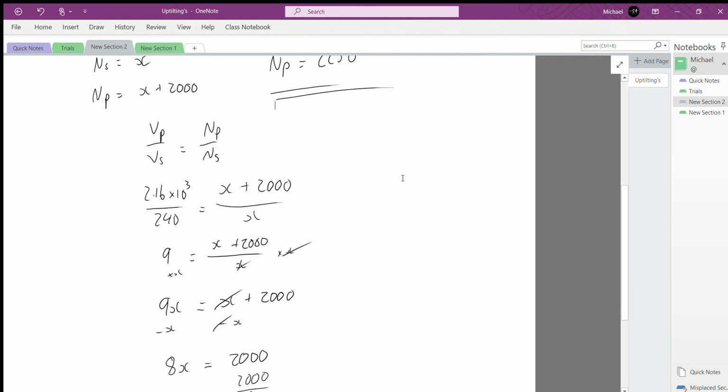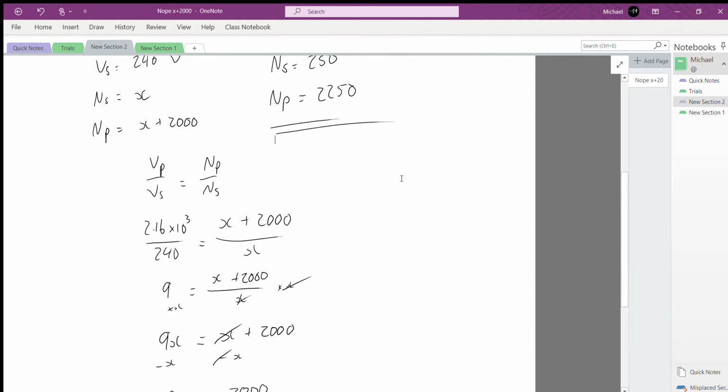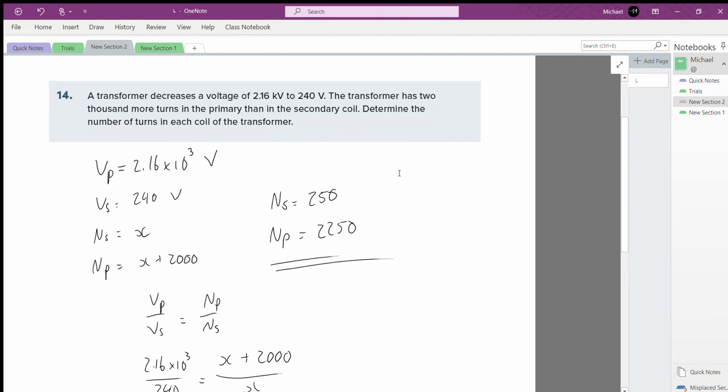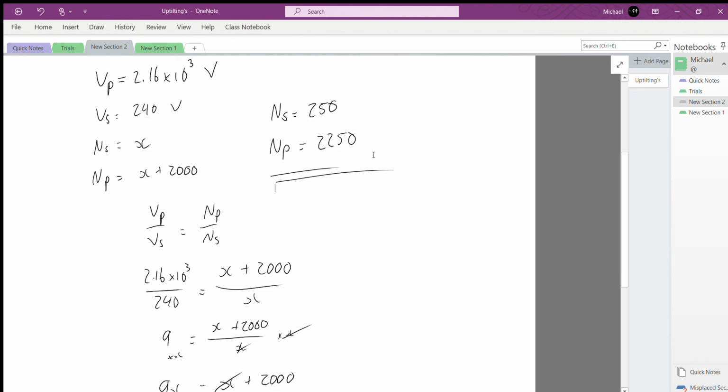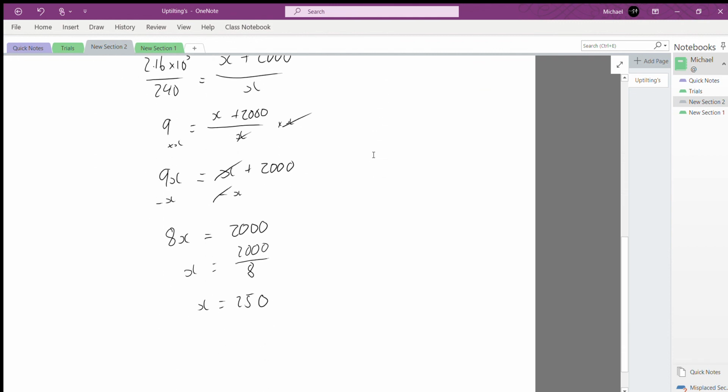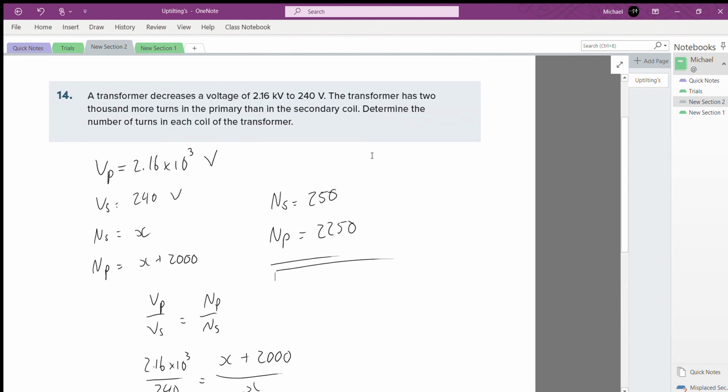So it's a little bit more complicated. There's a little bit of algebra in there, but nothing too difficult. It's just more of the same sort of concepts that we've been doing for transformers for the last couple of questions. They don't really get too much more difficult than this. This is all fairly straightforward.